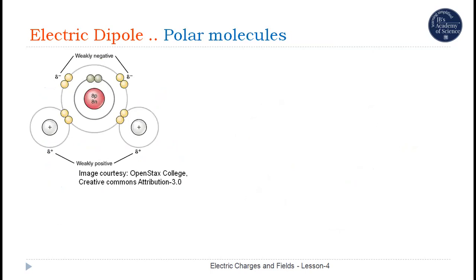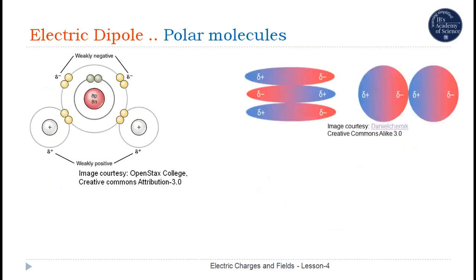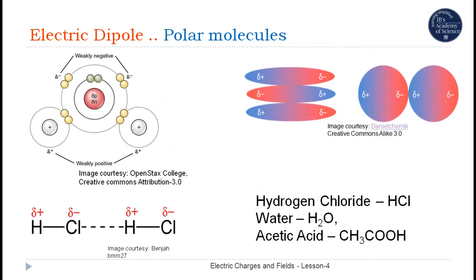But in some cases, even without the presence of an external electric field, the molecules of some substances will have an electric dipole moment. They act as electric dipoles. Such molecules we call polar molecules. For example, water is a polar molecule, hydrogen chloride is a polar molecule, acetic acid. These are some examples of polar substances.